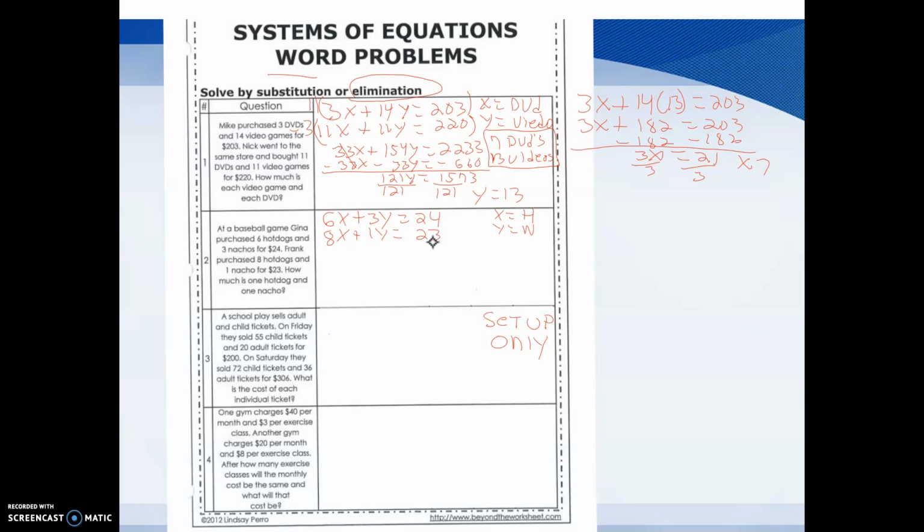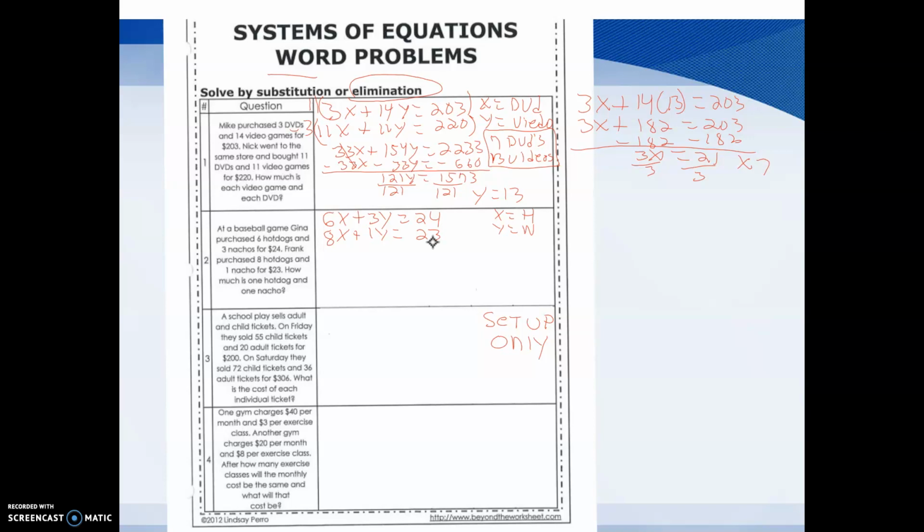Now I'm just going to use substitution just because I used elimination. You could also use elimination for this if you wanted to. So if I used elimination, let's talk about it. We'd multiply the bottom by -3. I just wanted to show you another way.